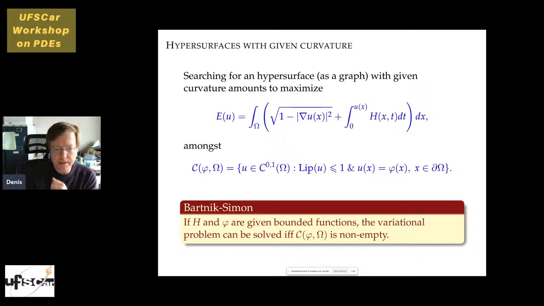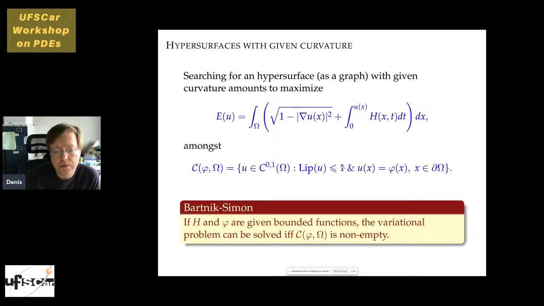The right setting, of course, you have to impose a bound on the gradient, otherwise your integral is not defined. So you impose a bound on the gradient, and what does it mean to impose a bound on the gradient? This exactly amounts to imposing that your function is Lipschitz. Okay, so your set is the set of functions which are Lipschitz continuous, with a Lipschitz constant less or equal than one. Okay, because you want this to be defined.